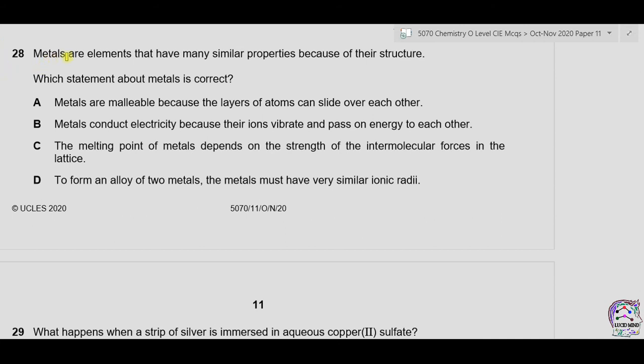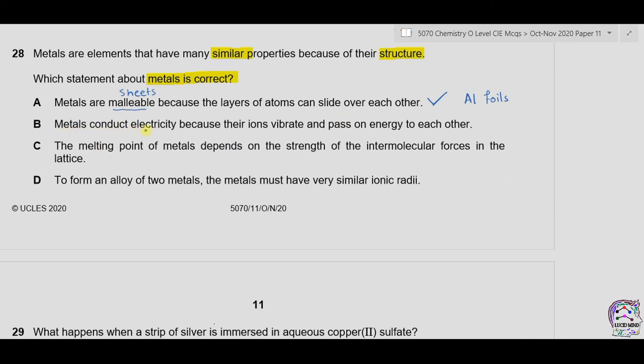Question 28. Metals are elements that have many similar properties because of their structure. Which statement about metals is correct? A. Metals are malleable. Malleable means that metals can be converted into sheets because the layers of atoms can slide over each other. This is a true statement. As an example, we have aluminum foils that are used in the form of thin sheets.